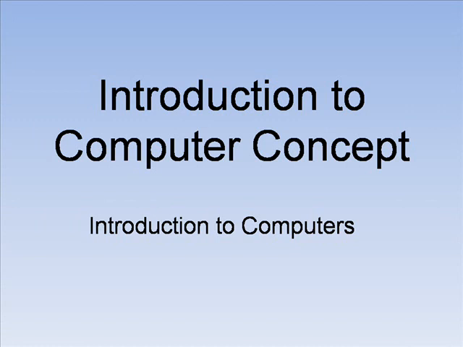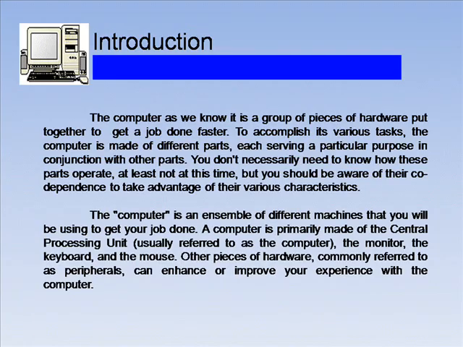Introduction to Computer Concept and Introduction to Computers. The computer, as we know it, is a group of pieces of hardware put together to get a job done faster. To accomplish its various tasks, the computer is made of different parts, each serving a particular purpose in conjunction with other parts. You don't necessarily need to know how these parts operate, at least not all of the time, but you should be aware of their codependence to take advantage of their various characteristics. So the computer is an ensemble of different machines that you will be using to get your job done.